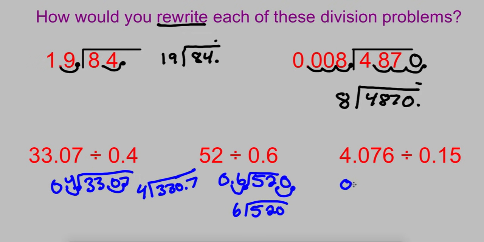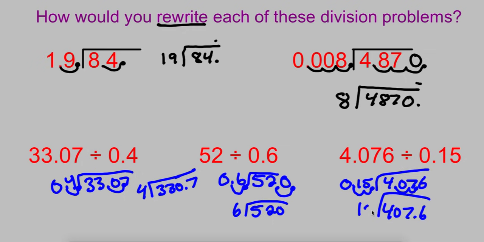Last one, 0.15 divided into 4.076. Remember that first number goes on the inside. Here I got to slide it over 2 spots. So I'm going to do the same thing here, 2 spots. And I get 407.6 divided by, now this number up front becomes a 15. Those extra zeros out in front of our number, it really don't matter for us. We just want that nice whole number of 15.